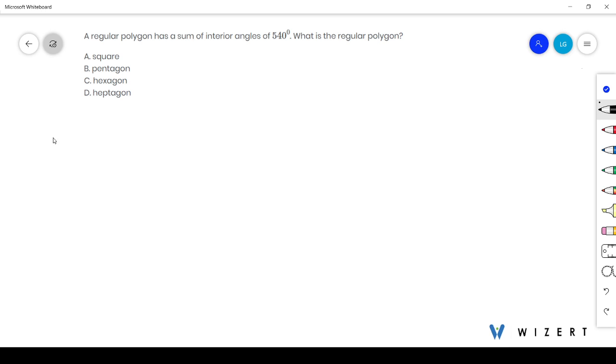Our question is: a regular polygon has a sum of the interior angles of 540 degrees. What is the regular polygon?